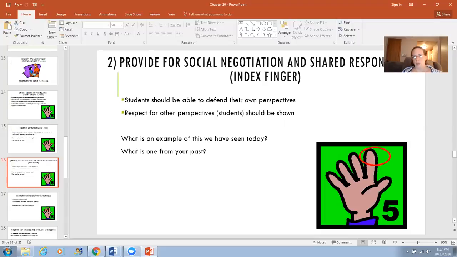So in providing for social negotiation and shared responsibility, respect for other perspectives and students should be shown. We want a model that is appropriate to think about other people's perspectives, but also encourage students to show respect for the other students in the classroom. So what is an example of this that we have seen today? What is one from your past?